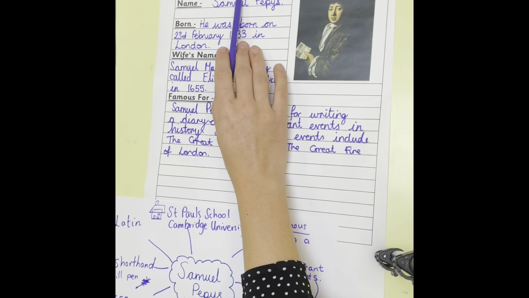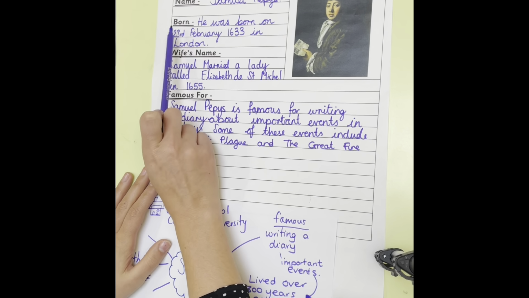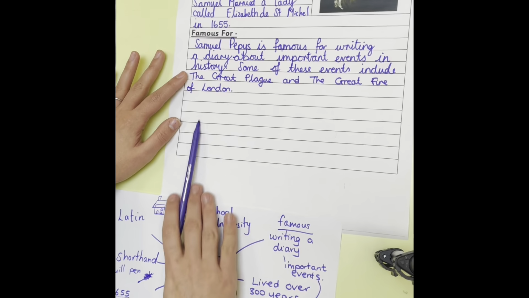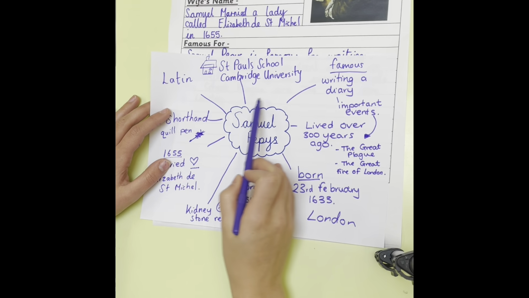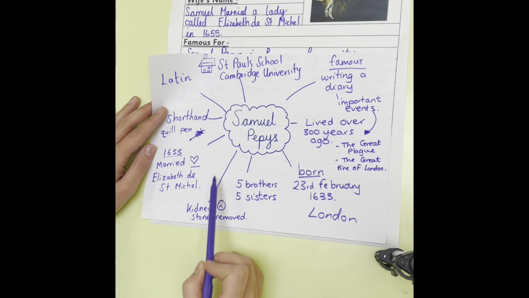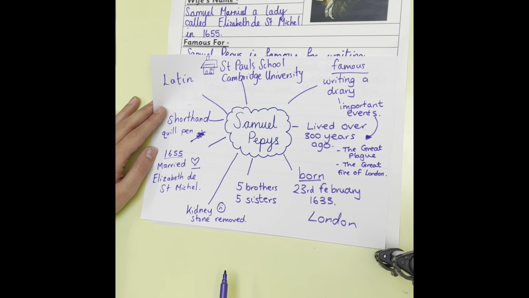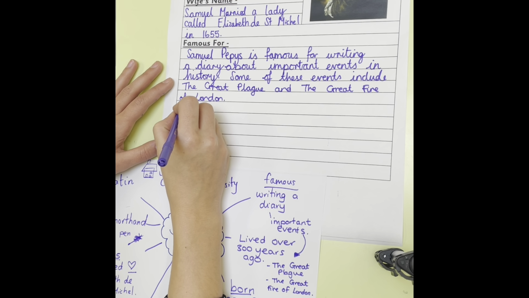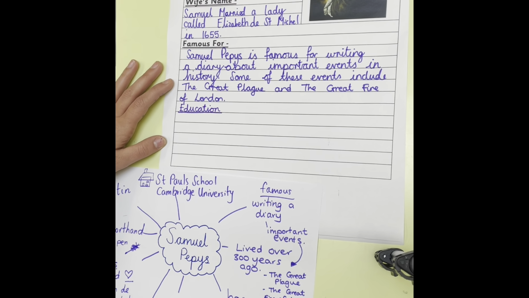Now you can see I've got my title that tells me that this is a Samuel Pepys fact file. My subheadings, I've got name, when he was born, his wife's name, and what he's famous for. Now I've got some spare space here, so you can add your own subheading. You might add a subheading about school. You might add a subheading about family. You might add a subheading about his writing. I think I'm going to write mine about school. So my subheading would be education. Or you could put school, underline it, and add to it.